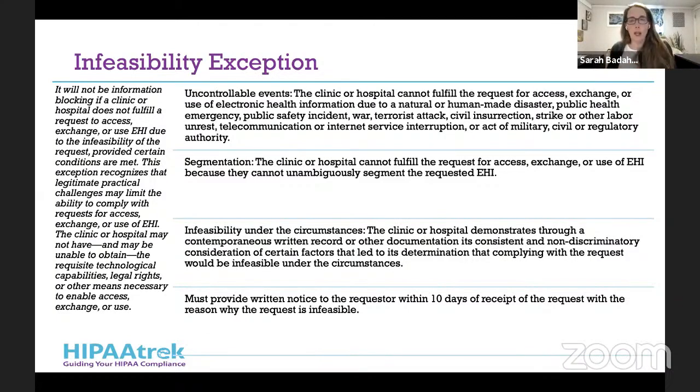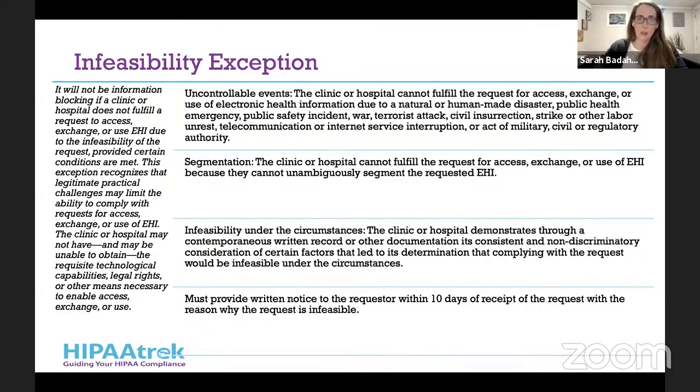Segmentation. This is the one that most people like to try to utilize, it seems, over the past month or so. Segmentation is when you're unable to unambiguously segment the data that's requested from the remainder of the data, or segment out the permissible disclosures from the impermissible disclosures, right?